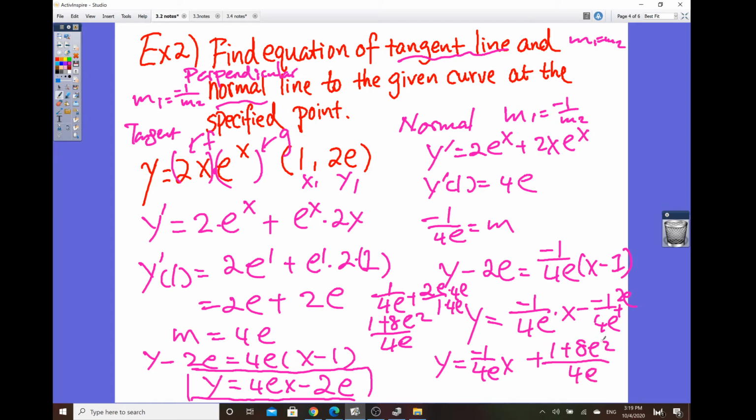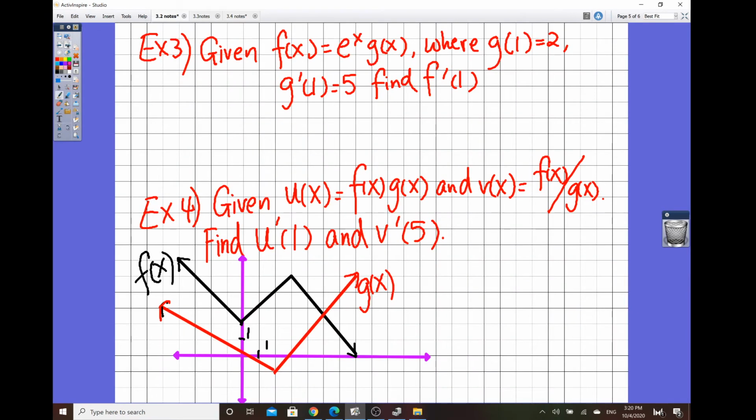Again, the value of e is 2.70-something. It's an irrational constant. So we found the equation of a tangent line, and we found the equation of a perpendicular line at the point 1, 2e. Okay, so now what about the graph? We'll deal with that later, but let's talk about this one in general.